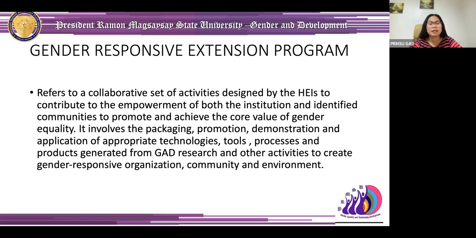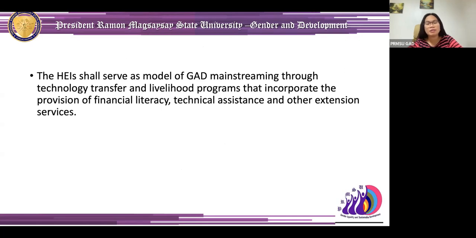Tools, processes, and products generated from GAD research. And other activities to create gender-responsive organization, community, and the environment. Higher education institutions shall serve as model for GAD mainstreaming. So through technology transfer and livelihood programs, as I have mentioned, your college is more involved in technology transfer. And also, of course, you can also contribute in the livelihood programs, which will incorporate financial literacy, technical assistance, and other extension services.